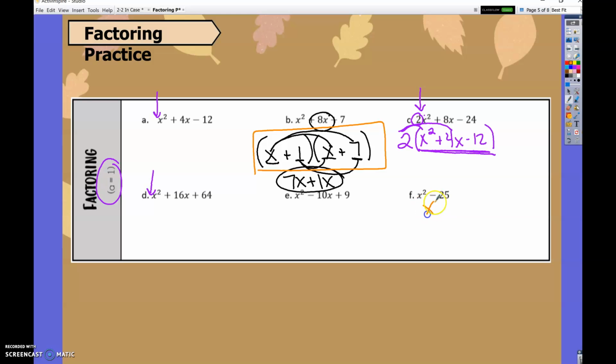Be careful on this guy down here. This is x squared minus, or plus I could say, 0x minus 25. You'd be thinking of x times x and something to multiply to give you negative 25. How about a plus 5 and a minus 5? So now my middle terms, would 5x and negative 5x add to 0? We'd be good to go. That would be my original multiplication problem.